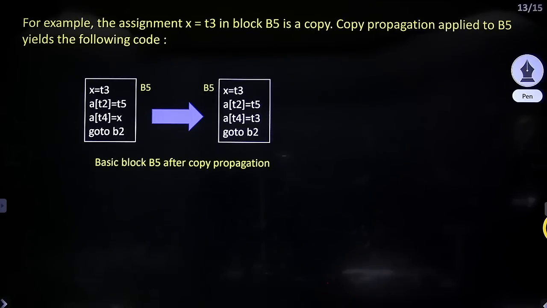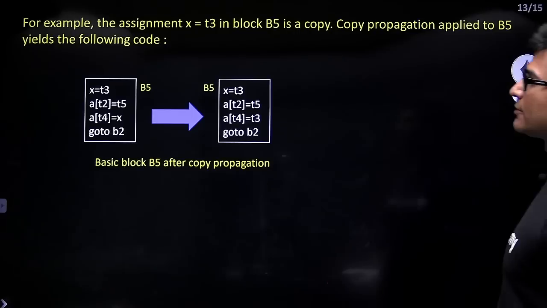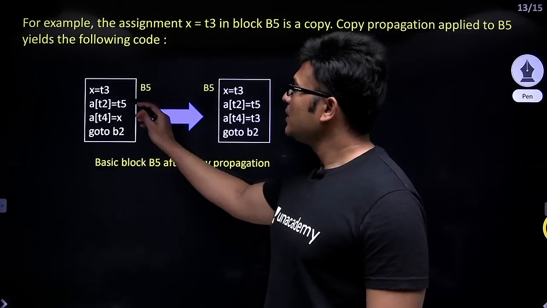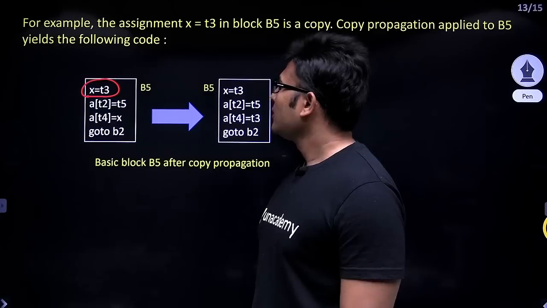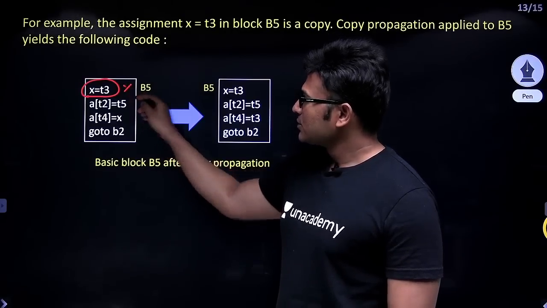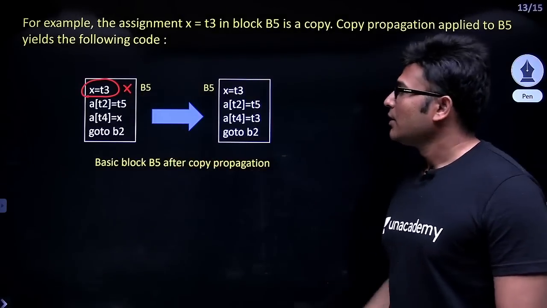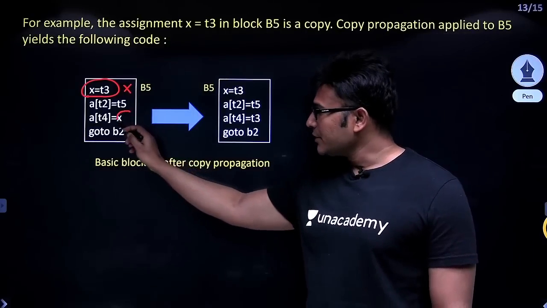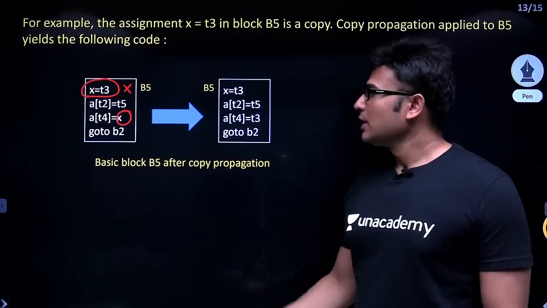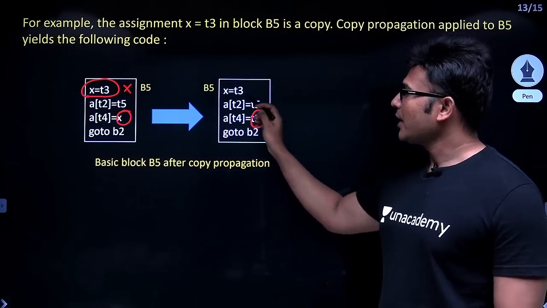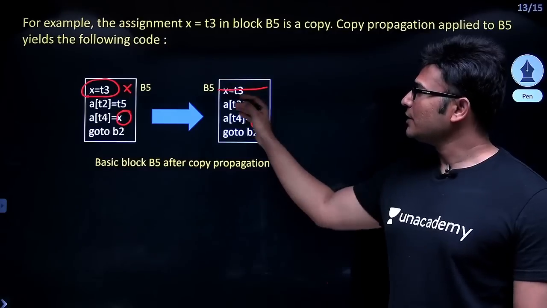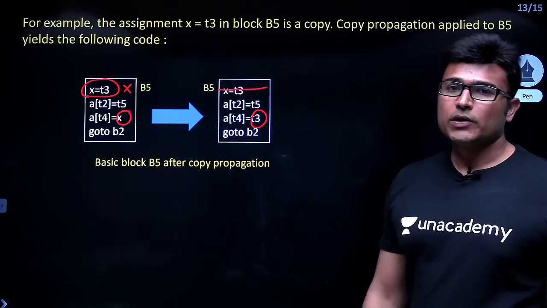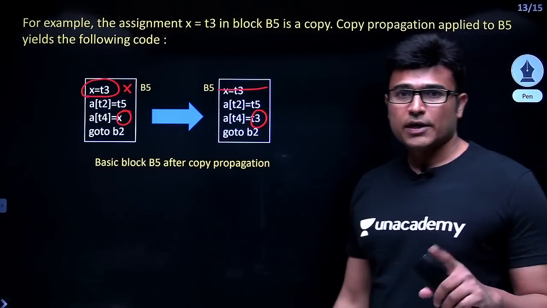Now I want to eliminate the copy. Can you see the copy here, guys? So the copy here is x equal to t3, right? If I have to eliminate this copy, then as x is used here, you replace it with t3, and then this can be eliminated, right? Once you replace it with t3, then there is no need. Okay, got it? You have to check the entire program.